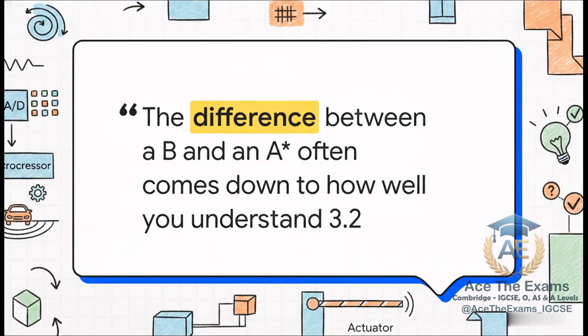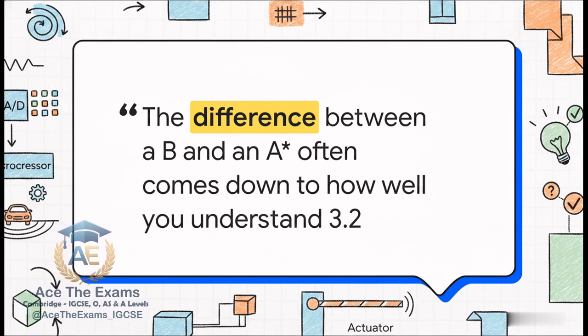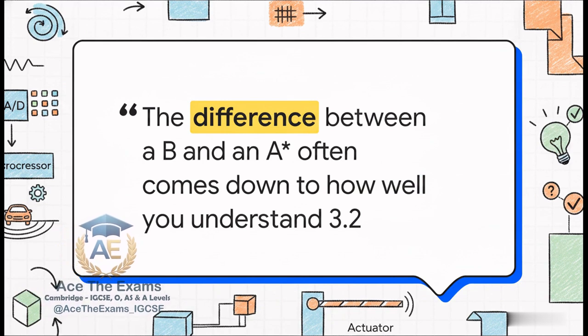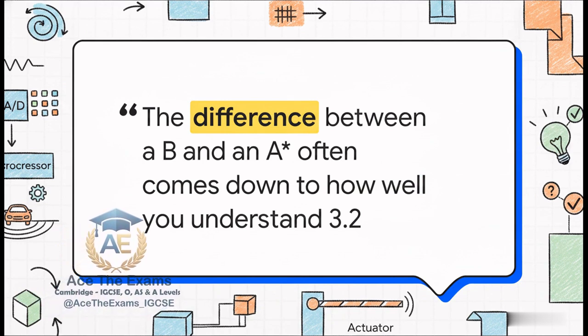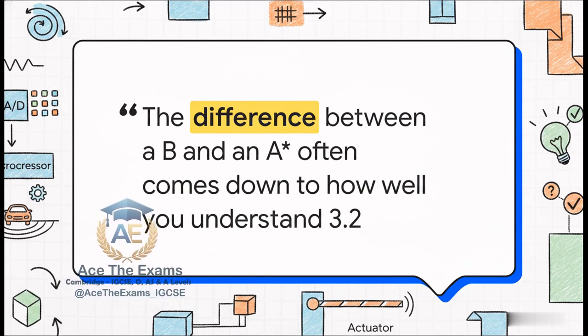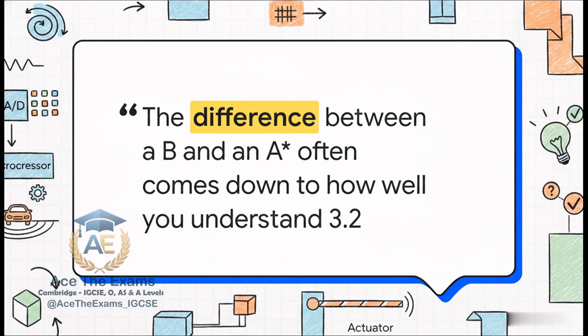Right, let's look at why this specific topic is literally the ultimate deciding factor for your final grade. A senior Cambridge examiner recently stated point blank that the difference between a B and an A star often comes down to exactly how well you understand this particular section. So why is that? It's because this topic is definitely not just about regurgitating some rote facts you memorized from a textbook. Honestly, any student can memorize that a microprocessor processes data.